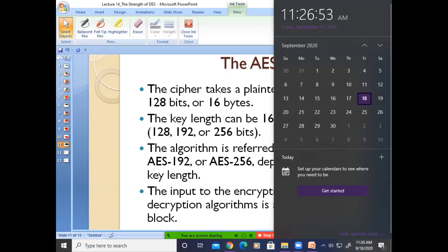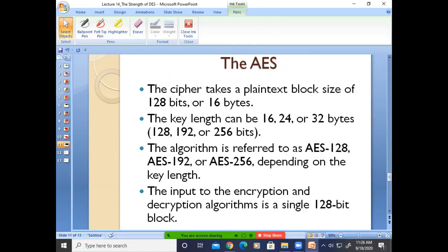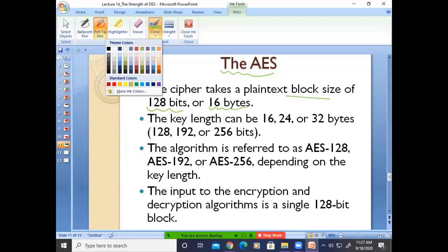From 12. Yes, sir. So the advanced encryption standard. Here it is slightly different, but the combinations and permutations will be more than the DES to give more security. So here the cipher takes a plain text block size of 128 bits compared to 64 bits. Remember, it will be processed as bytes. So 128 bits will be converted into 16 bytes. Correct?